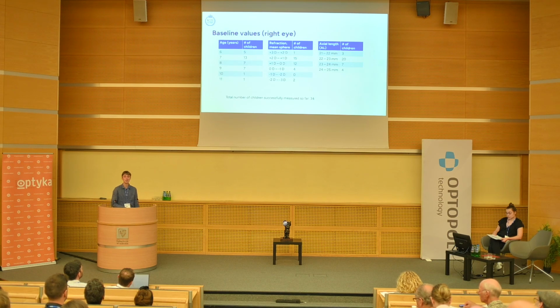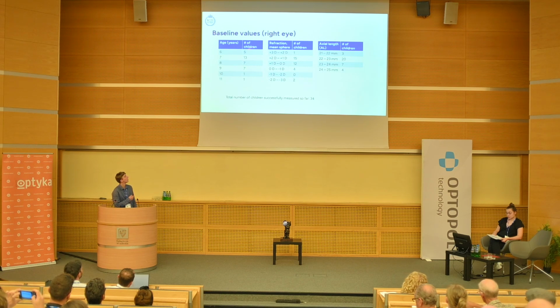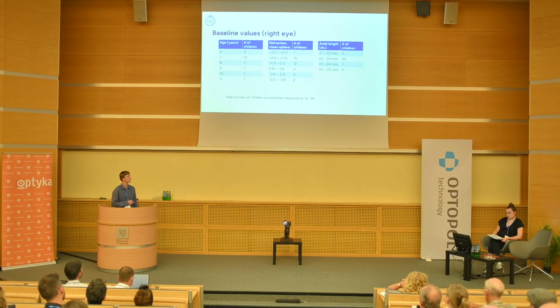And now on to the results section. These are just some of the baseline values to give you a sense of the population so far. We measured 34 children successfully. Most of them were about 7 years old, and the vast majority were slightly hypermetropic. Most also had an axial length of about 22 to 23 millimeters.